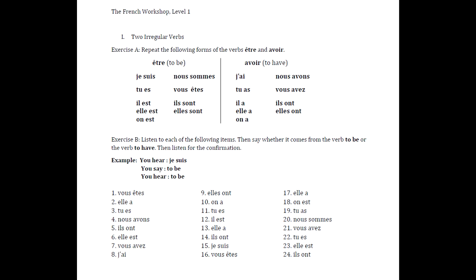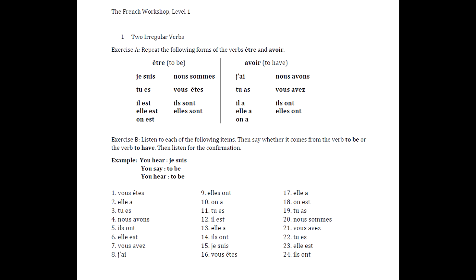Exercise A. Repeat the following forms of the verbs être and avoir. Être. Je suis, tu es, il est, elle est, on est, nous sommes, vous êtes, ils sont, elles sont. Avoir. J'ai, tu as, il a, elle a, on a, nous avons, vous avez, ils ont, elles ont.